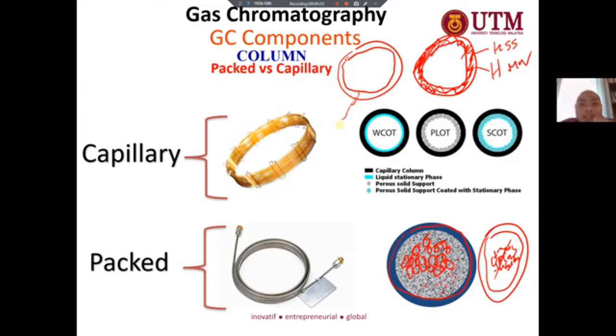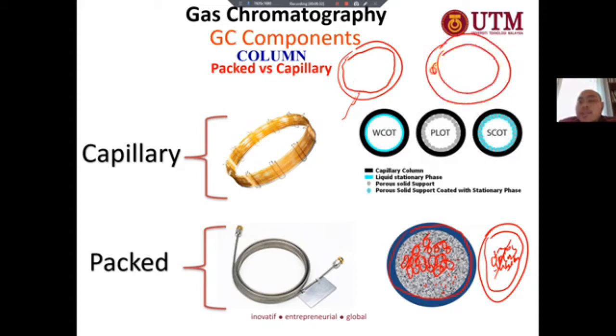How they can increase the capacity is they invented the solid coated open tubular column. So they have the liquid attached to the solid support, so they can increase the amount of the liquid coated onto the surface, so they can increase the capacity. More amount of the sample can interact with the stationary phase better. That is when solid coated was invented.